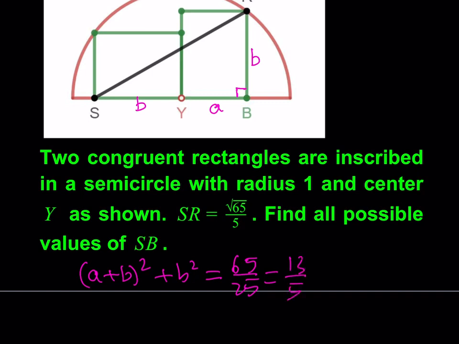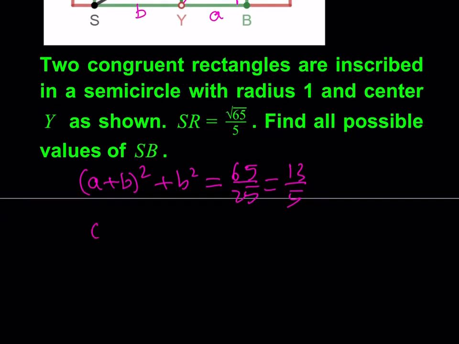And then I have another relationship, which comes from this triangle here. Because that's the radius of the semicircle, I get A squared plus B squared is equal to 1.